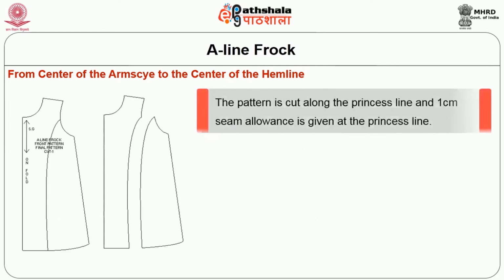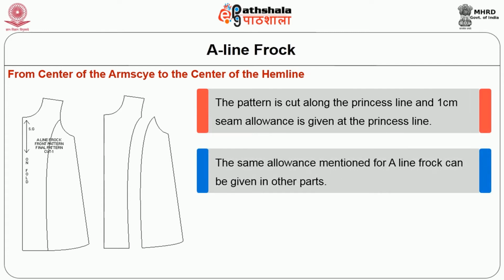We will have to prepare the patterns for the princess line cut. For preparing the pattern, trace the basic front pattern and draw the princess line as shown in the figure. The pattern is cut along the princess line and 1 cm seam allowance is given at the princess line.